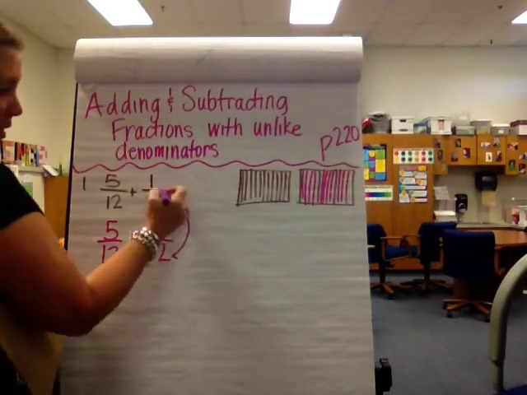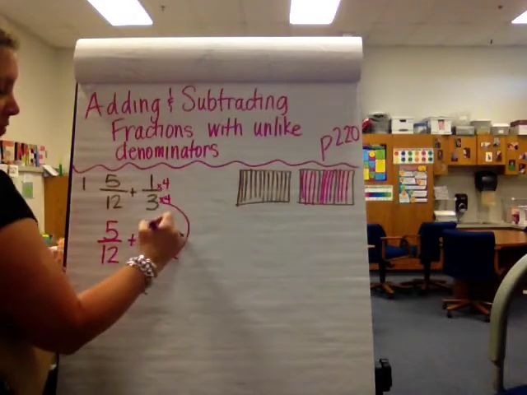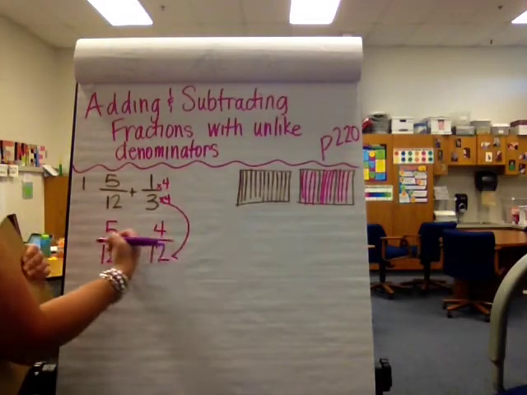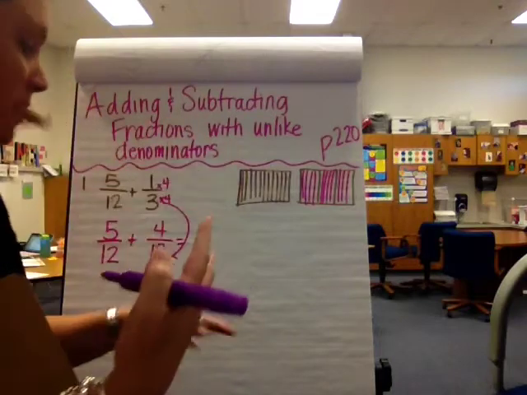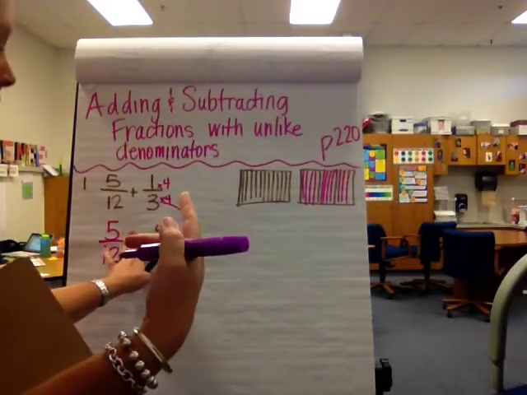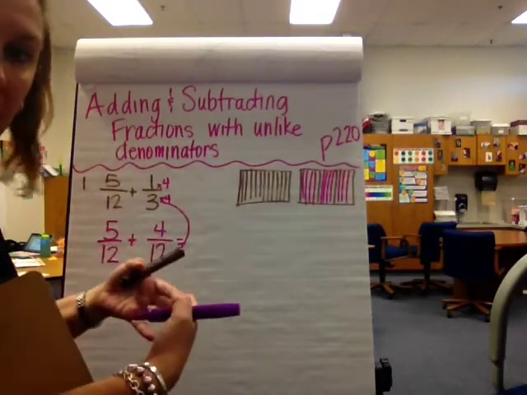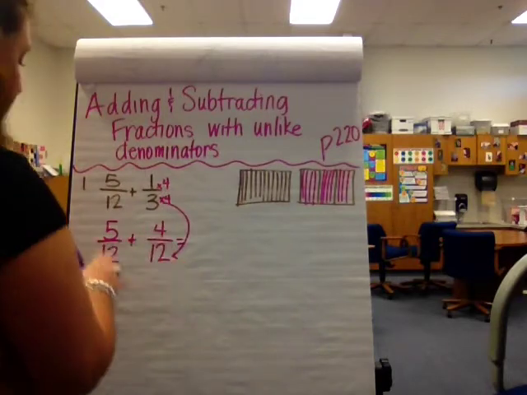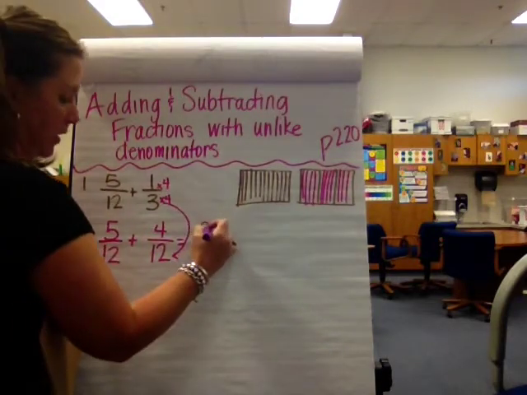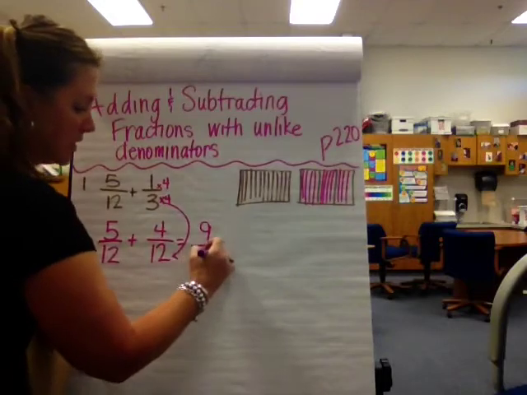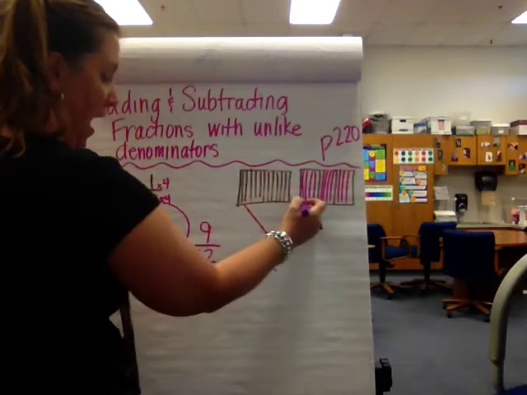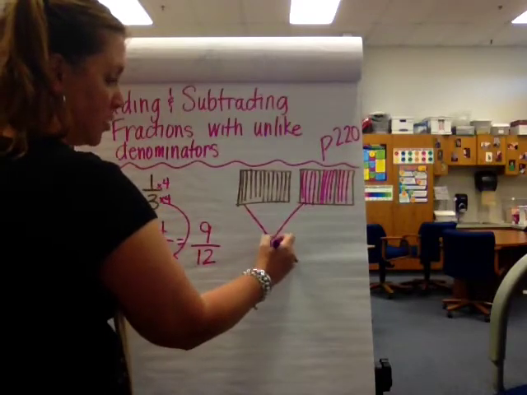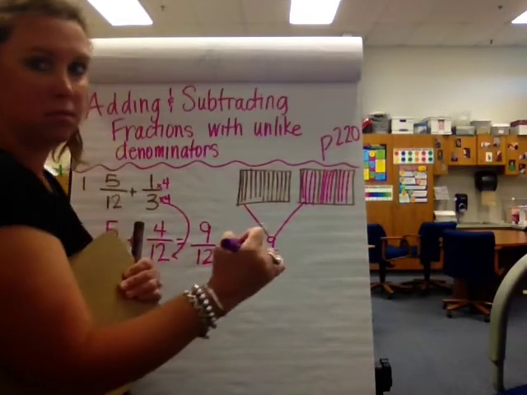Whatever you do to your bottom, you must do to your top. 1 times 4 is 4. Now we're going to solve it. Yesterday we just made them this way, without this. Today we're going to join them or take them apart. So 5 plus 4 is 9, and my 12ths stay the same, because I'm simply taking 5/12 from here and 4/12 from here to make 9/12.